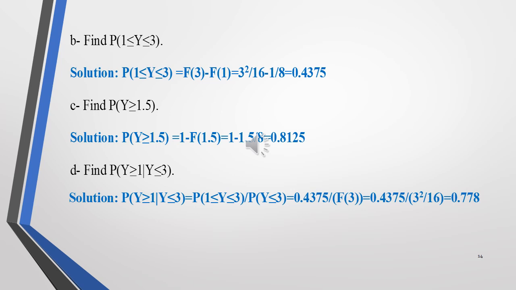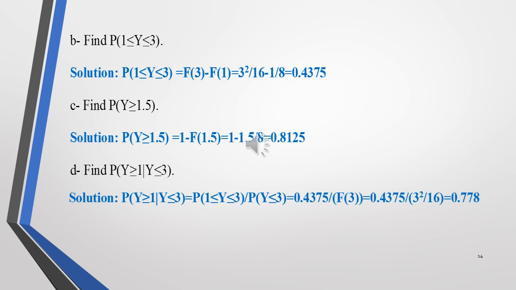D. Find the probability that y is greater than or equal to 1 given y less than or equal to 3. This is equal to the probability of the intersection between y greater than or equal to 1 and y less than or equal to 3, divided by the probability of y less than or equal to 3. The intersection is y greater than or equal to 1 and less than or equal to 3. And we already got this probability, which is equal to 0.4375.